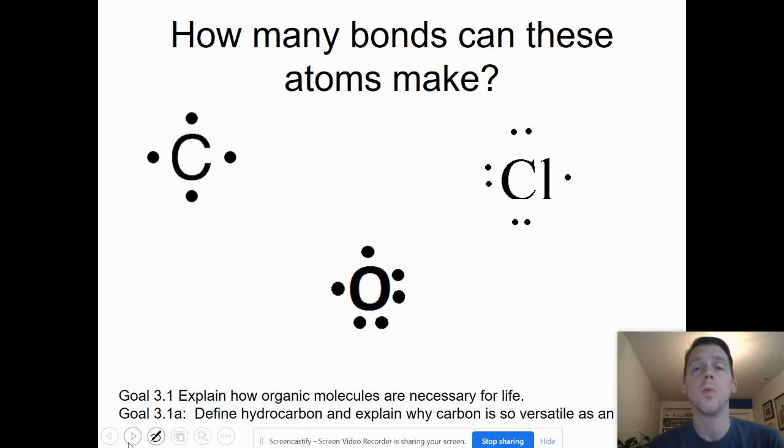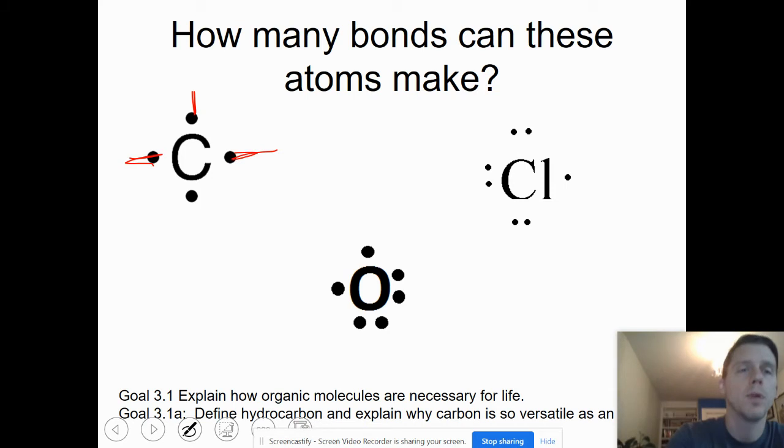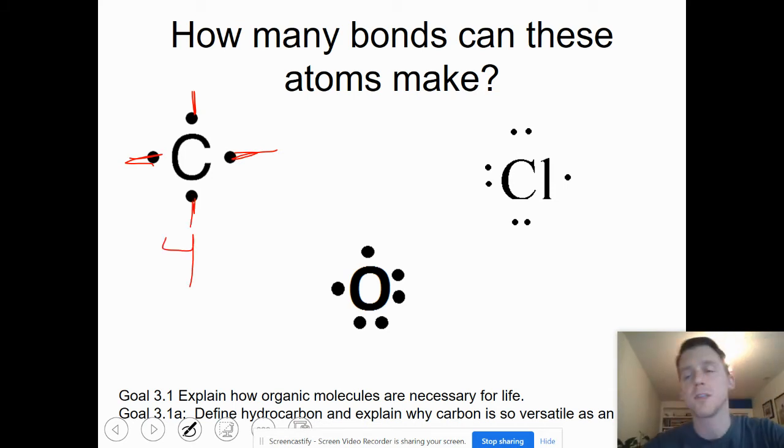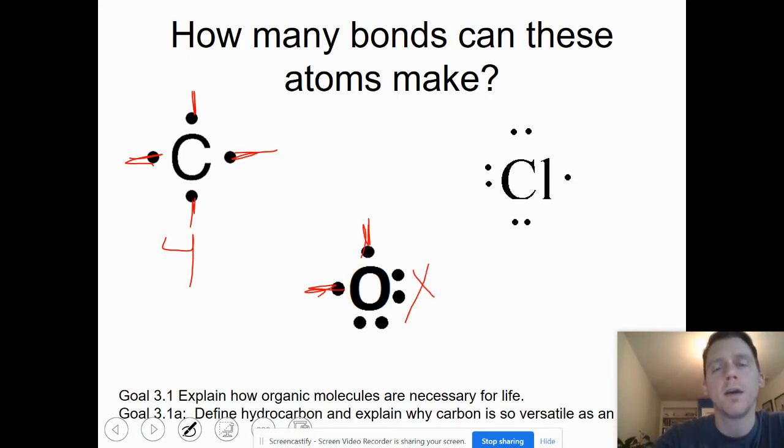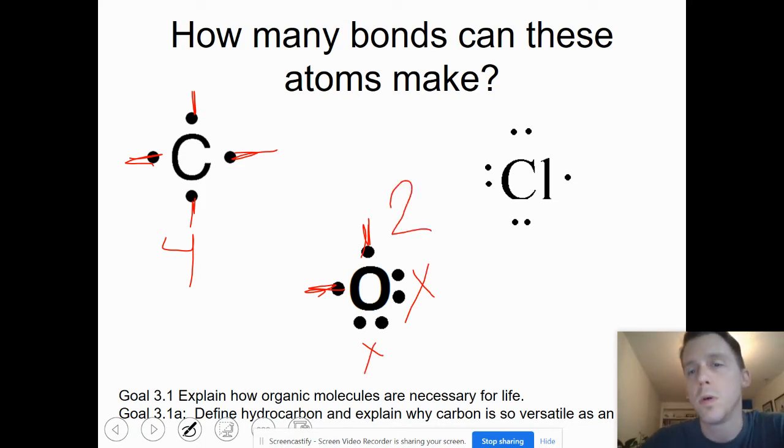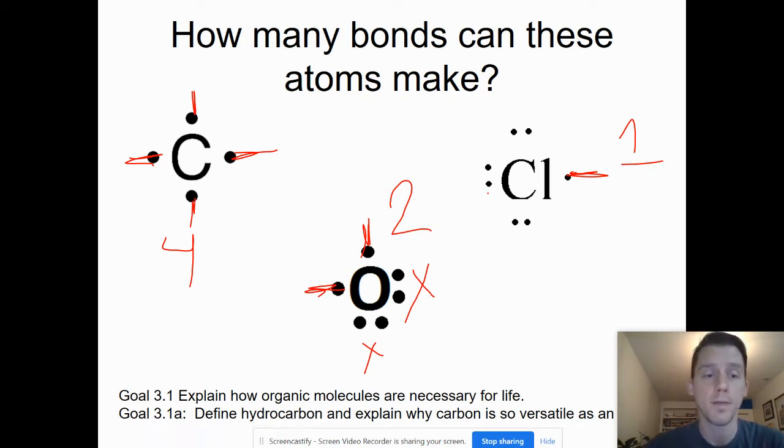All right, so what we went over before is that wherever there's a single unpaired electron, we can make a bond. So for carbon, there's 1, 2, 3, 4. There's 4 possible bonds. For oxygen, there's 1, 2. You cannot form a bond there or there, so oxygen has 2. Chlorine's only got 1. So carbon has a huge number of bonds that can be formed, and that means that carbon is going to be very versatile, which is going to make carbon really important to life.